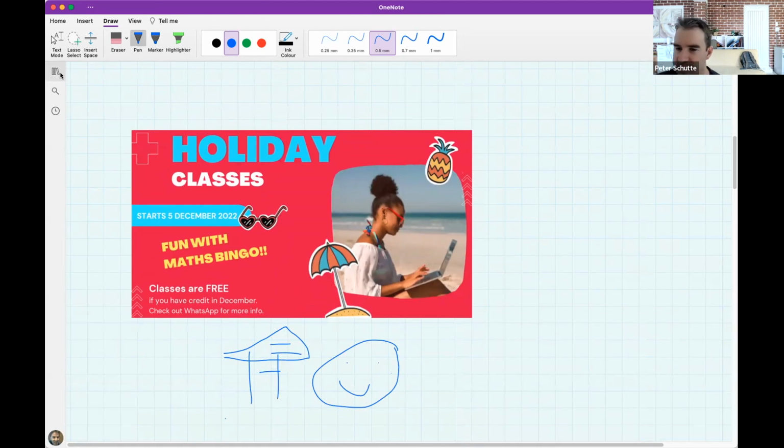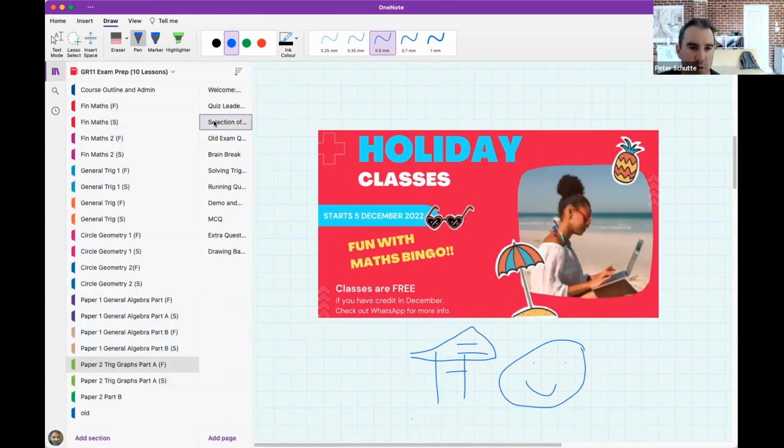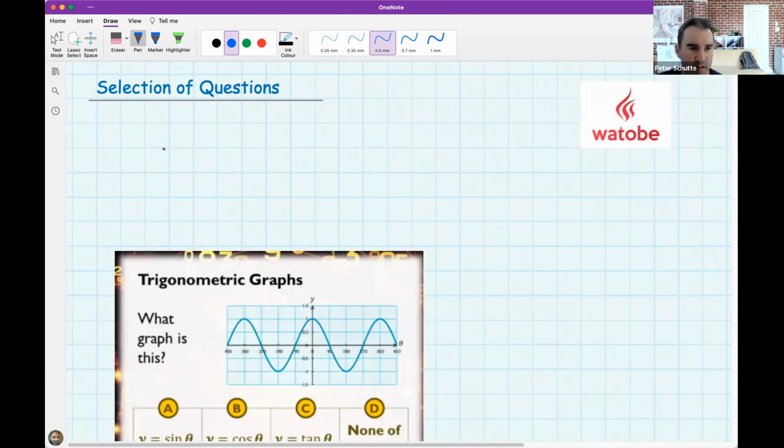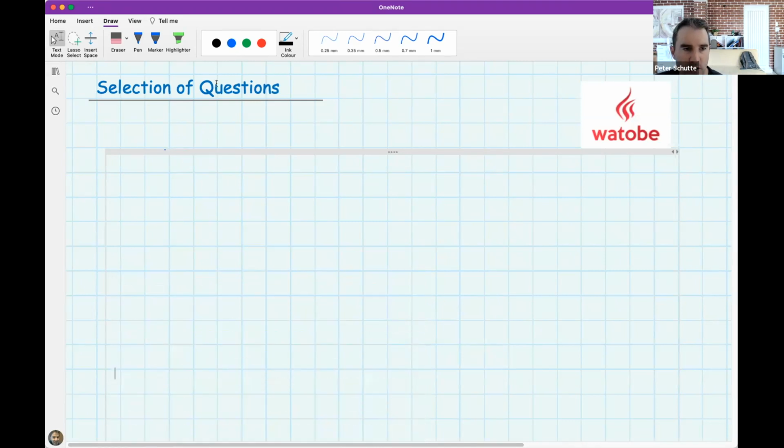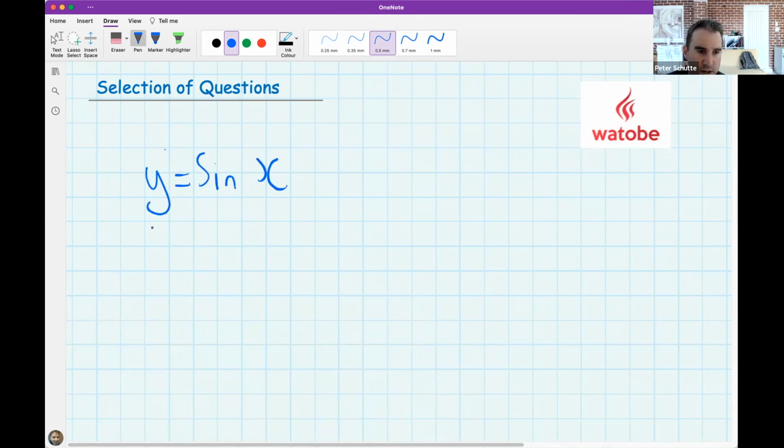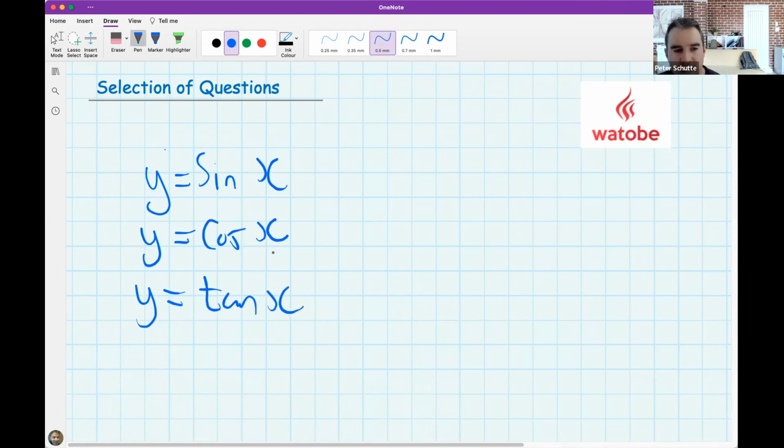Okay, so let's get going with some maths. What I want to do today is start with our basic definitions. The three basic trig graphs that you need to know about are y equals sine x, y equals cos x, and y equals tan x. In their most basic form, you need to know the shapes and various characteristics about those graphs. We're going to talk about what those characteristics are today.